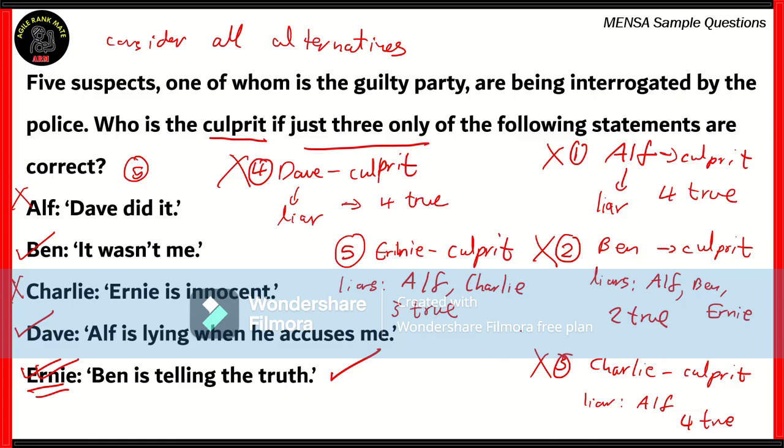So according to the question, there is only one culprit when 3 of the following statements are correct. Now when Ernie is considered to be the culprit, Alf's and Charlie's statements are incorrect, the other statements are correct. So therefore, option 5 turns out to be the right option. So therefore, the culprit in this particular case is Ernie, and the statements that are correct are Ben's, Dave's, and Ernie's.